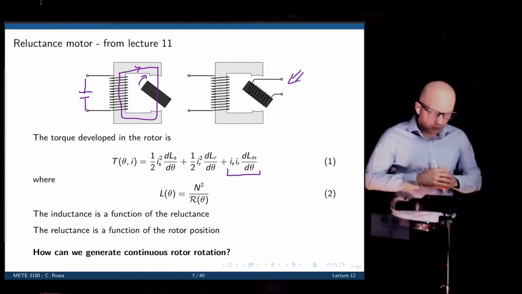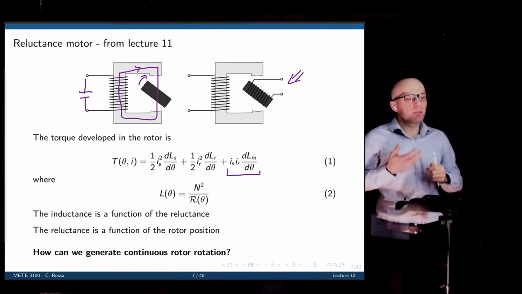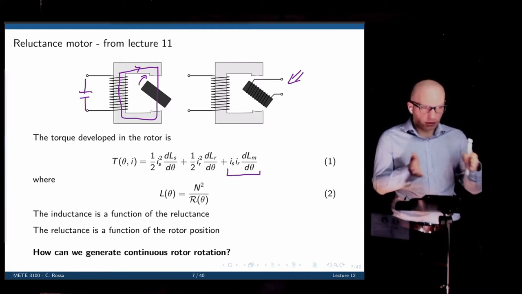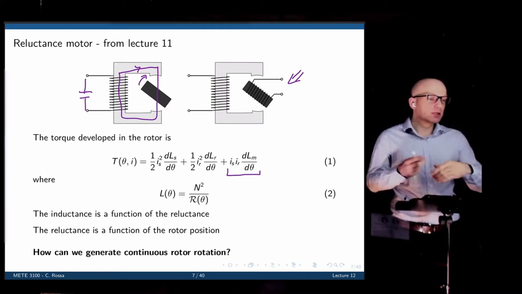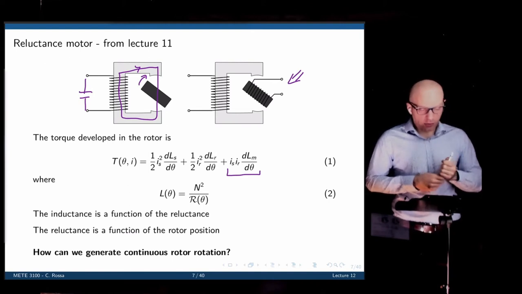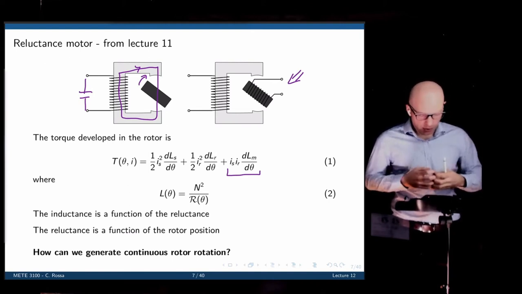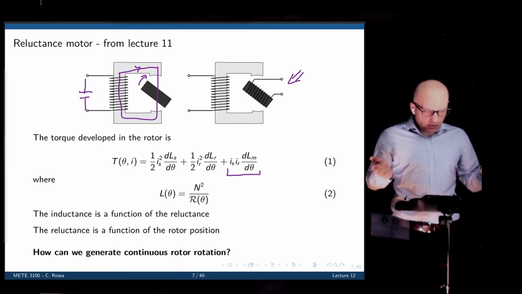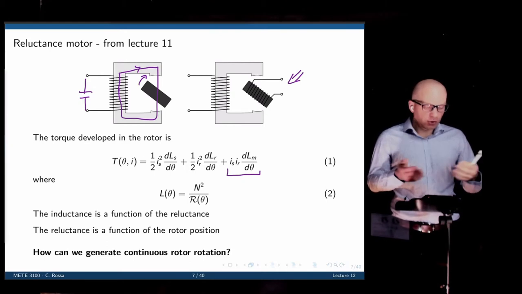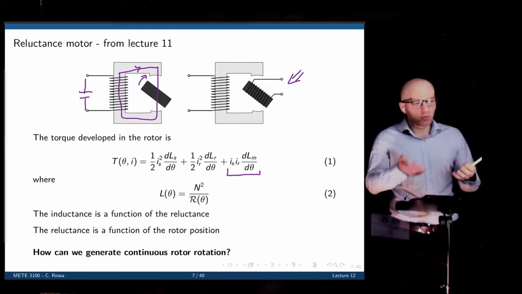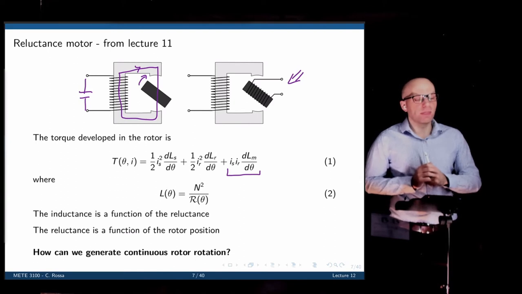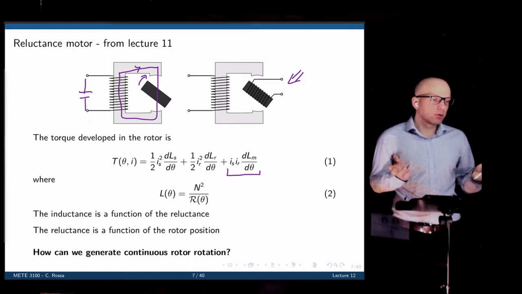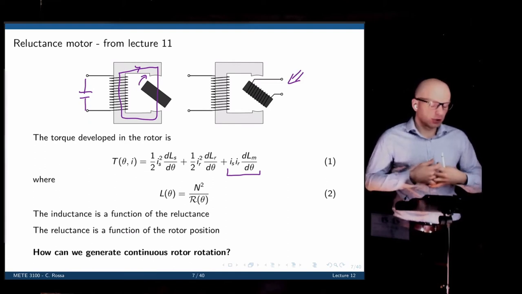It depends on the derivative of the inductance, and we know that the inductance also depends on the reluctance of the system. And you can clearly see here that as the rotor rotates, the reluctance is changing, and therefore there is a torque developed in the rotor. But this is it. Now we have a simple machine that will provide torque in one direction, a limited range of motion, because once again, when we are aligned with the magnetic flux, the torque becomes zero, and the continued rotation of this motor cannot be ensured.